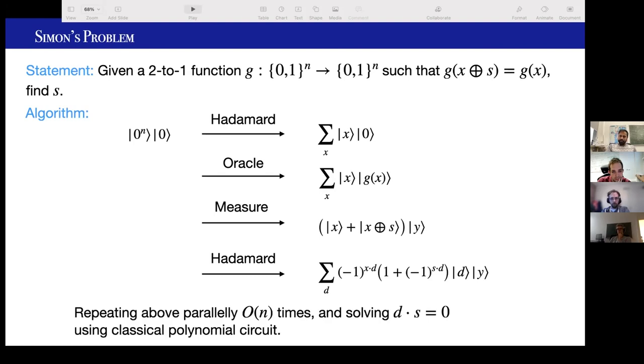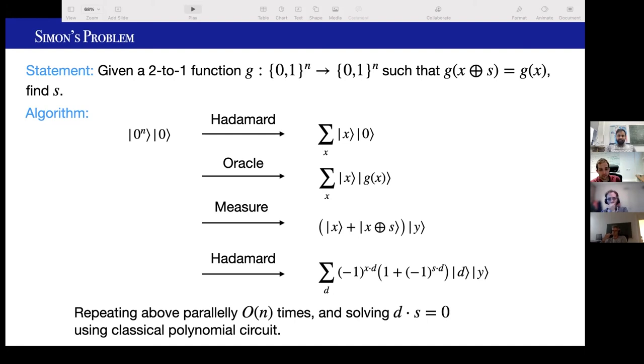So now again, you measure this part after applying Hadamard, and you see that this result will be non-zero only when s dot d is equal to zero. So you perform this many, many times. At each time, you will get an expression s dot d equal to zero, where d is arbitrary, d is random. So you measure, you don't know what d you will get. You'll get some d, and you repeat this procedure polynomially many times, then you will get polynomially many equations of this form. And these equations can be solved efficiently using classical computation to determine s. So this is Simon's algorithm.